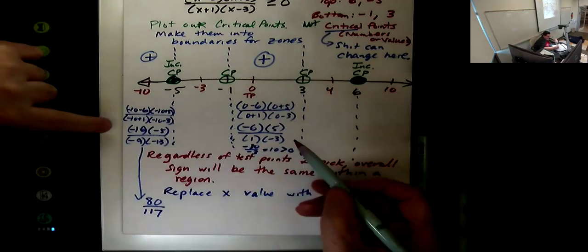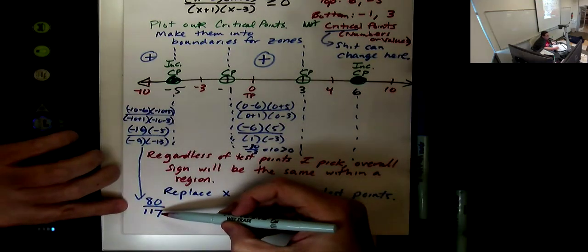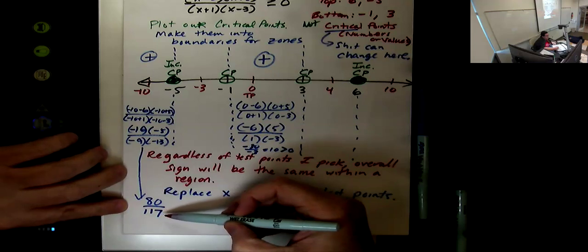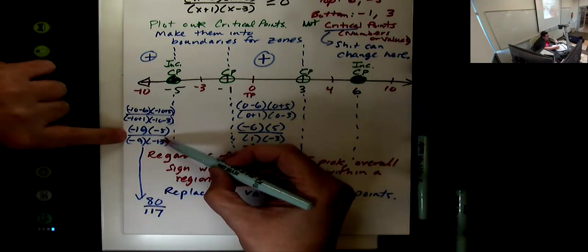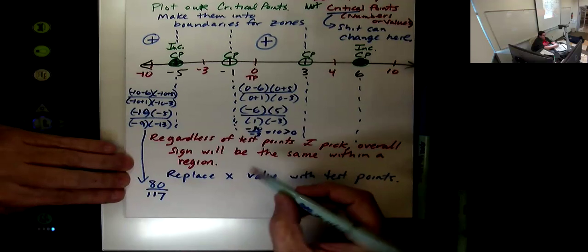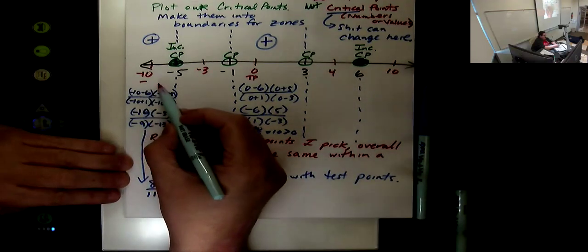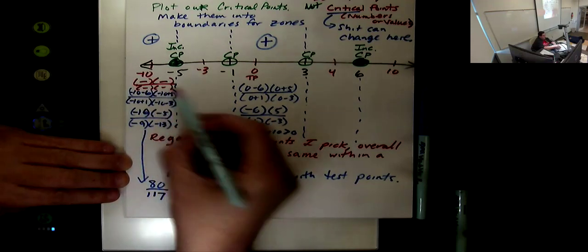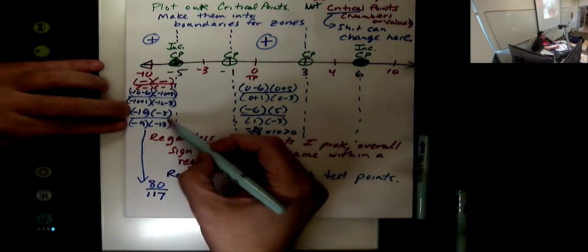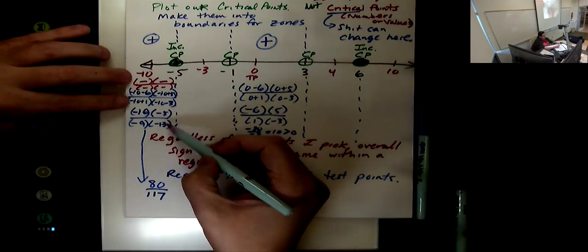So does it matter if this is 80 over 117 or 1 billion, as long as it's positive? No, it doesn't matter, right? So these numbers don't matter. The only thing that matters is the signs. So that's a negative on top. On bottom, they're both negatives. Putting them together is not too bad. You can find the sign that way.